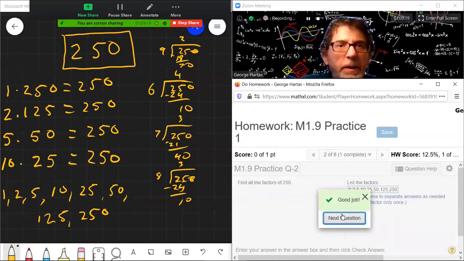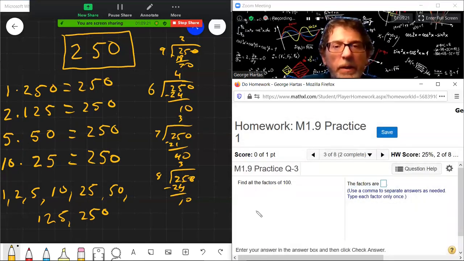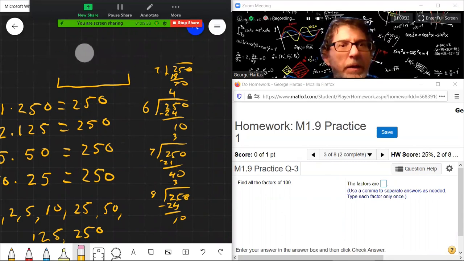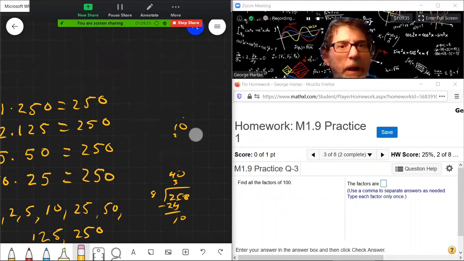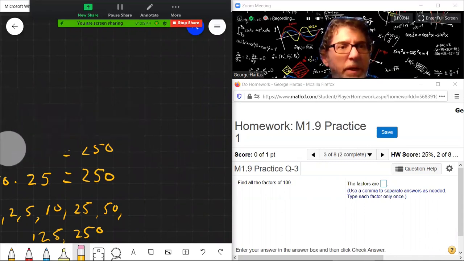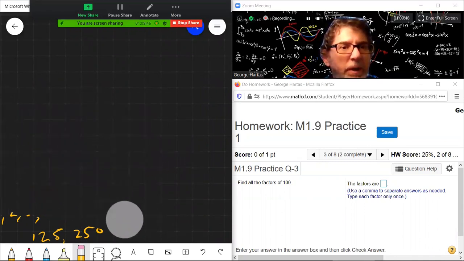All right. Find all the factors of 100. Okay, so while I'm erasing the board here, start thinking about it. Try to get ahead of me here. All right. All the factors of 100. Same technique, just different number.